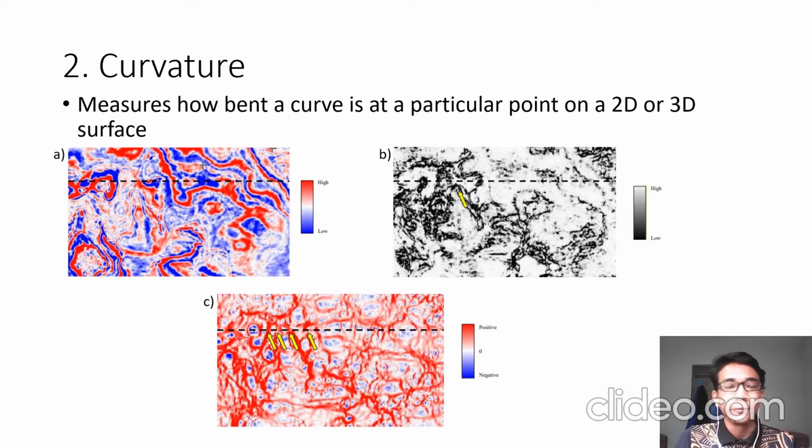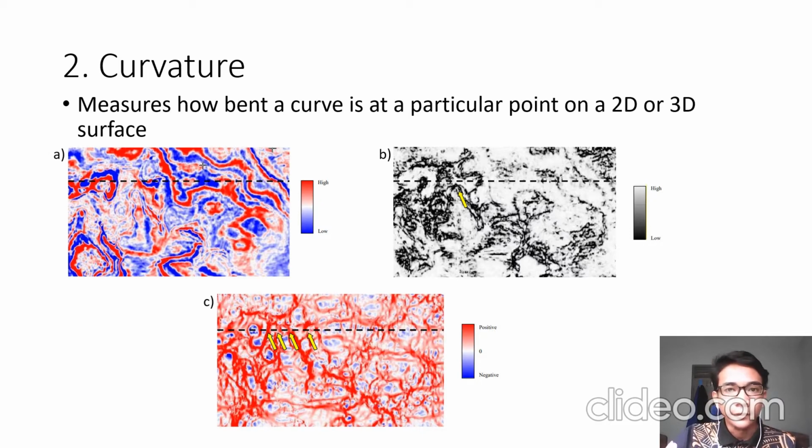The next attribute is curvature. Basically, curvature is one of several geometric seismic attributes which measures how bent a curve is at a particular point on a two-dimensional or three-dimensional surface. Understanding and improving the imaging of the shape of curves in seismic data allows improved understanding and interpretation of features in subsurface data. For example, the figure shows a comparison of a time slice through the seismic amplitude, coherence, and most positive curvature volumes for a 3D seismic volume from the North Sea area.